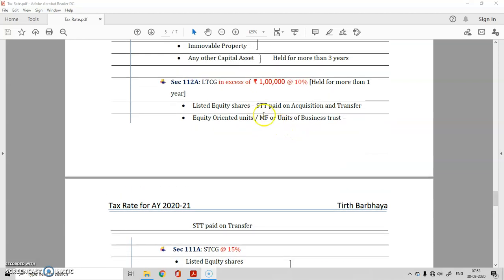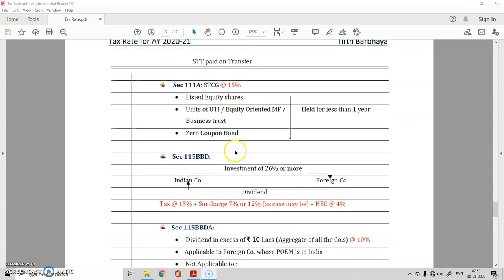Please take care that in case of listed equity shares, STT needs to be paid on acquisition and transfer both. But in case of equity-oriented units or mutual fund or units of business trust, STT is to be paid on transfer only.